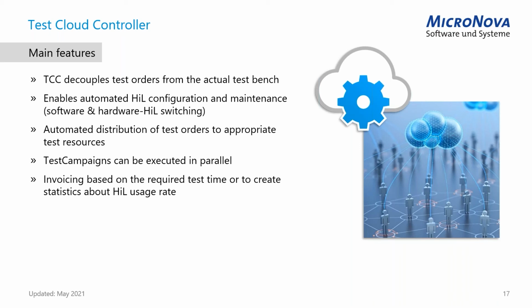Also, the automated distribution of the test orders to the appropriate test resources, as I mentioned, is one of the key features of the Test Cloud Controller. And thinking of test campaigns and the balancer aspect, you can also split them up to multiple test suites and execute your test runs in a parallel way. Invoicing is also possible based on the required test time that is recorded by the TCC of the registered test resources, and you can also create statistics about the HiL usage rate. So the statistics is definitely present, where you can do an invoicing based on this.